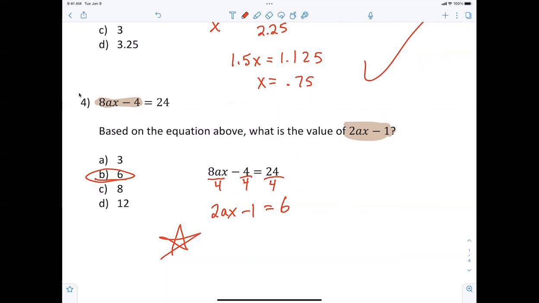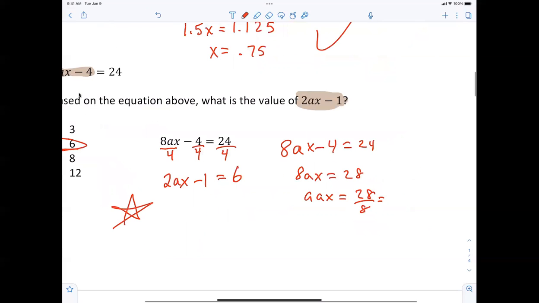But right now what I want to do is I want to show you how most people do this. 8ax minus 4 equals 24. Add 4 to both sides. 8ax equals 28. Divide both sides by 8. So you could say ax equals 28 divided by 8, which of course is 7/2.